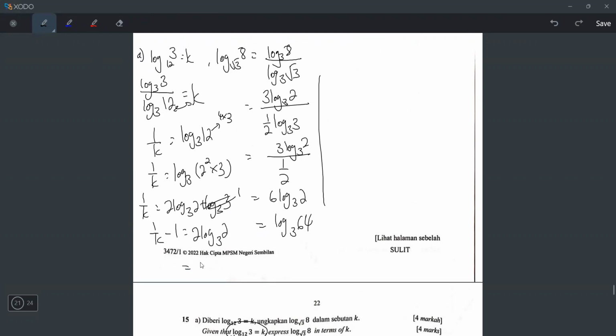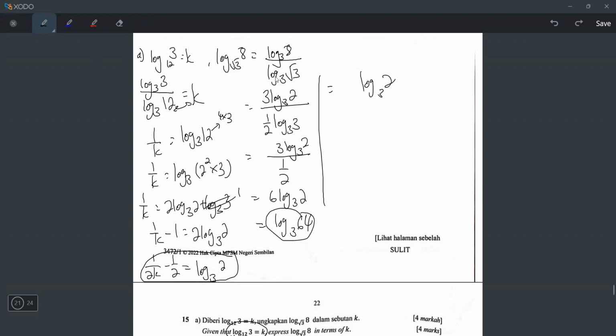It means log 2 base 3 equals what? 1 over k minus 1, divided by 2, means 1 over 2k minus 1 over 2. And now we can use this to solve this, because this is log 64 base 3, right? And we all know 64 is actually what? It's actually 2 power 6.